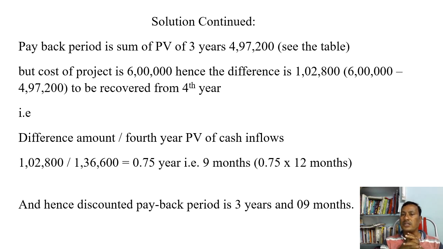is 1,02,800. That is 6 lakh minus 4,97,200. So that should be recovered from the fourth year. So we have to find out in how many months of the fourth year we can collect that amount. So 1,02,800, that is the difference amount, divided by the fourth year present value of cash inflow, that becomes 0.75 year. 0.75 years into 12 becomes 9 months, and hence the discounted payback period is 3 years and 9 months.